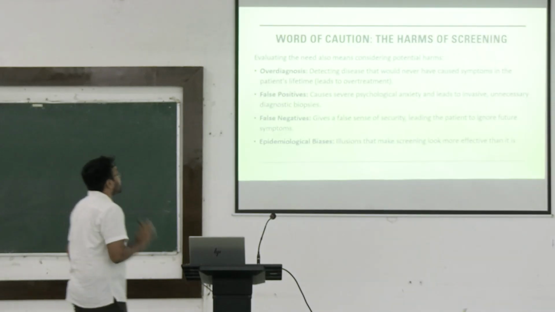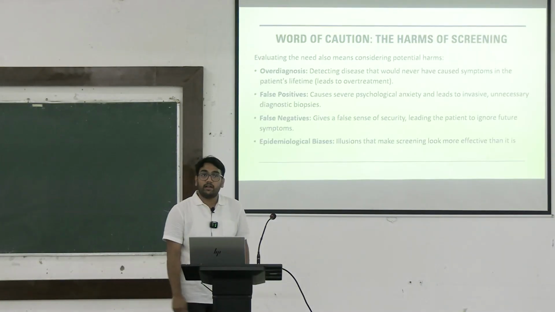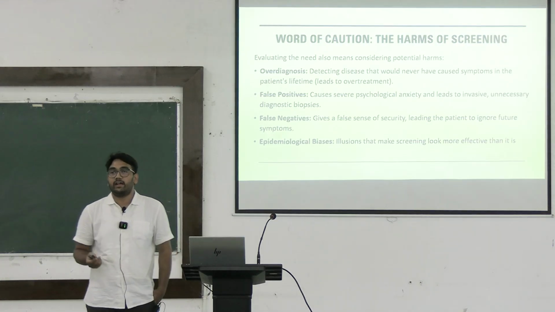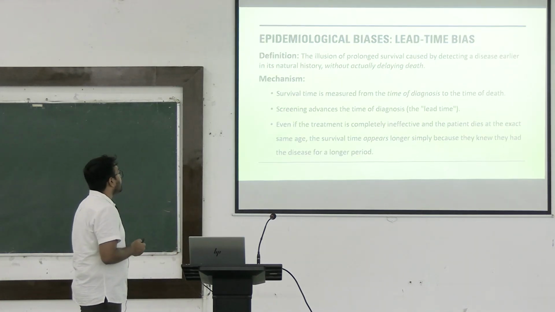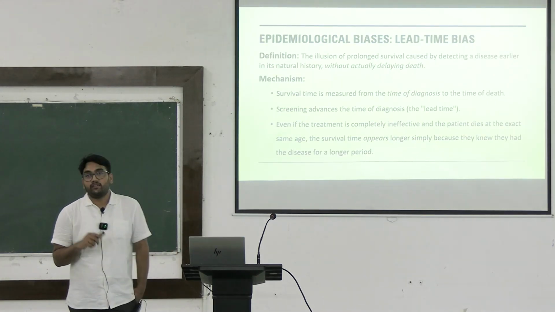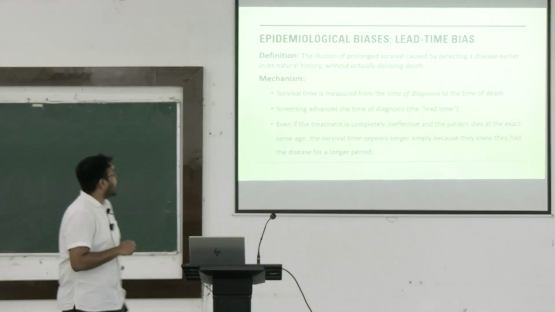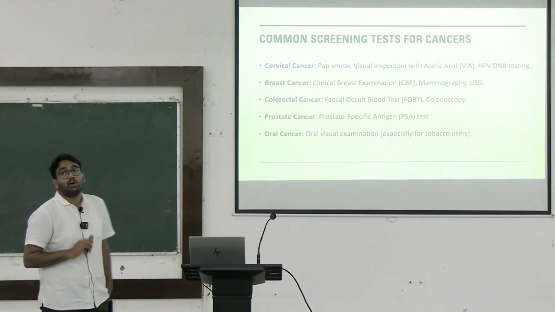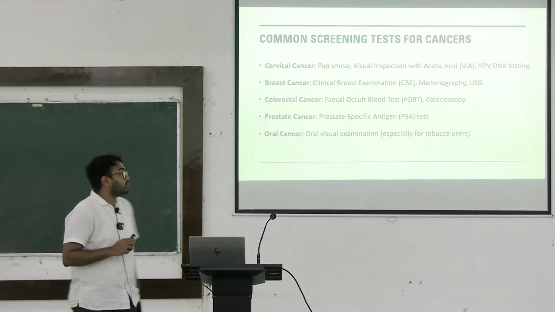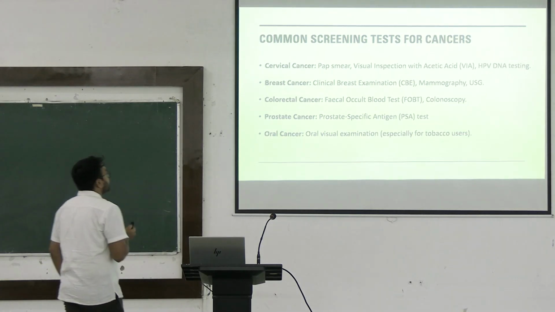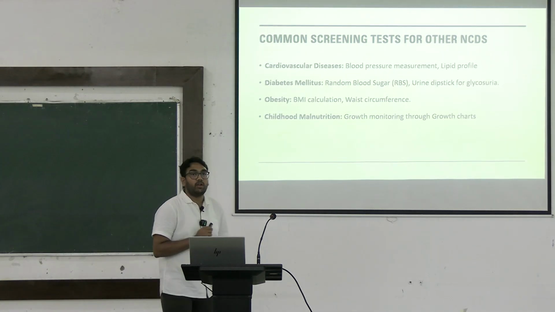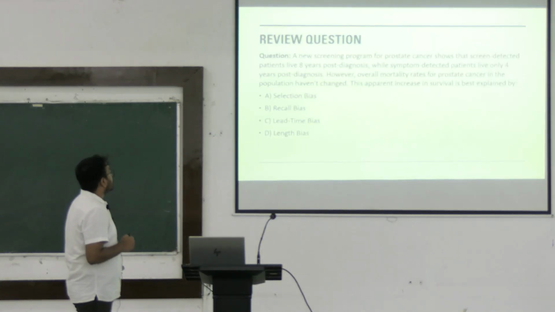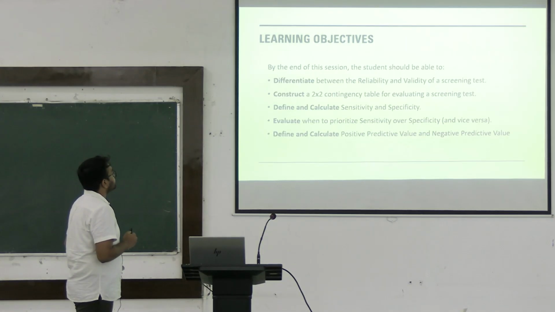Next we moved on to what are the harms of screening. We discussed that there can be some problems like overdiagnosis, false positives, false negatives and all of that. We discussed the epidemiological biases, length bias and lead time bias. And we discussed what are the common screening tests, what screening tests we employ for common cancers, what screening tests we employ for non-communicable diseases, and we looked at a review question.